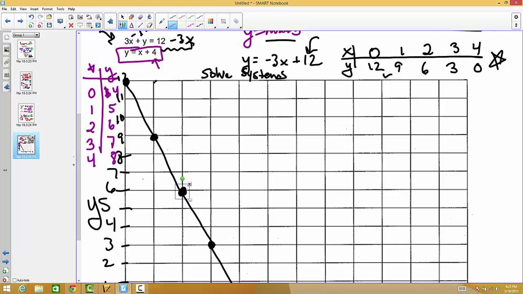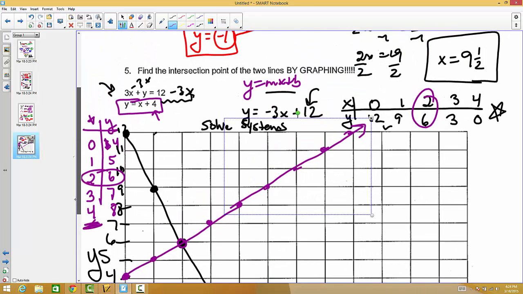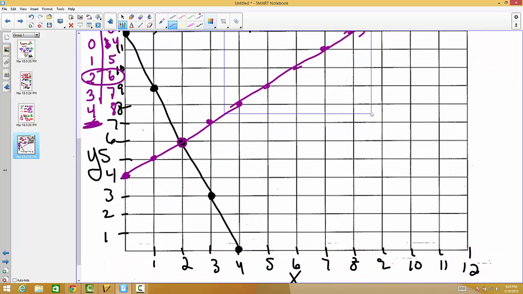And then over here, we have 0 gives 4, 1 gives 5, 2 gives 6, there we go, that's our crosser, 3 gives 7, and 4 gives 8. And then you could keep going if you wanted. This is a slope of 1, so it's just going literally perfectly diagonal. Isn't that fantastically beautiful? So the intersection point needs to be labeled. So over 2 up 6. Oh my.